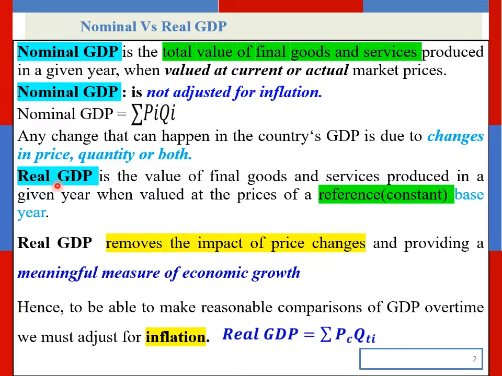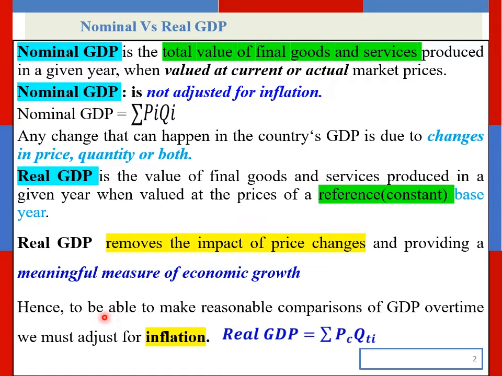Unlike nominal GDP, real GDP values goods and services produced in a given year at what? The price of reference, or a constant base year. This one is the actual or current price, but this one is the constant price. Real GDP removes the impact of price change, providing a meaningful measure of economic growth. Unlike nominal GDP, which is not adjusted for inflation, this one is adjusted for inflation. It does not include the impact of the inflation or price change.